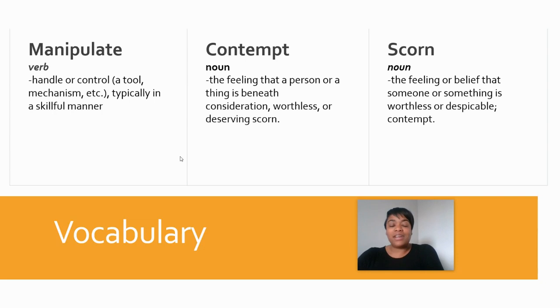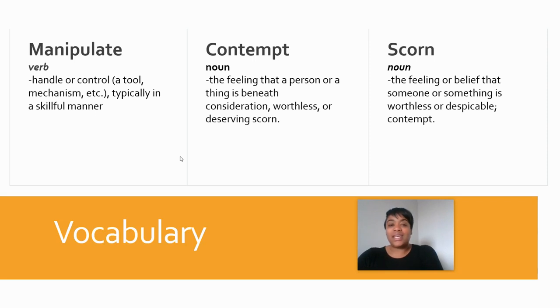So, our vocabulary terms for today are manipulate. Manipulate is a verb. It means to handle or control, typically in a skillful manner. The word is manipulate.